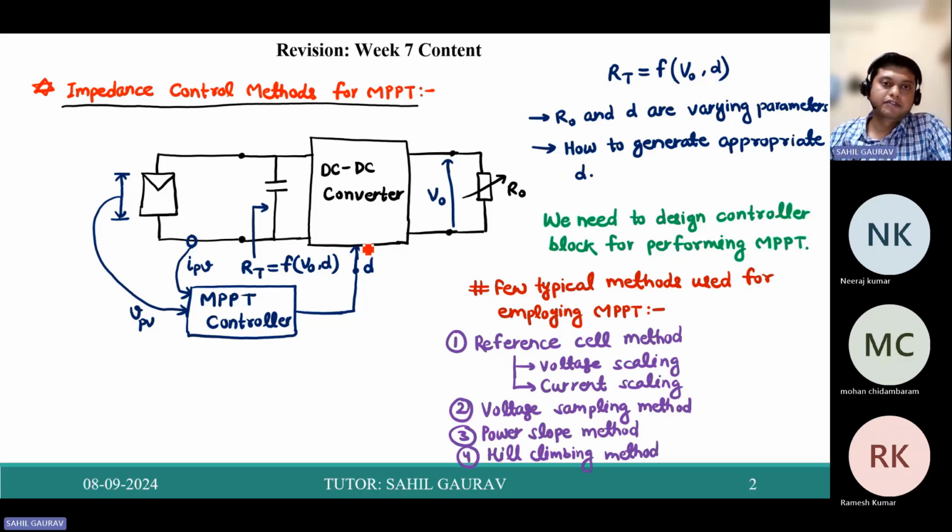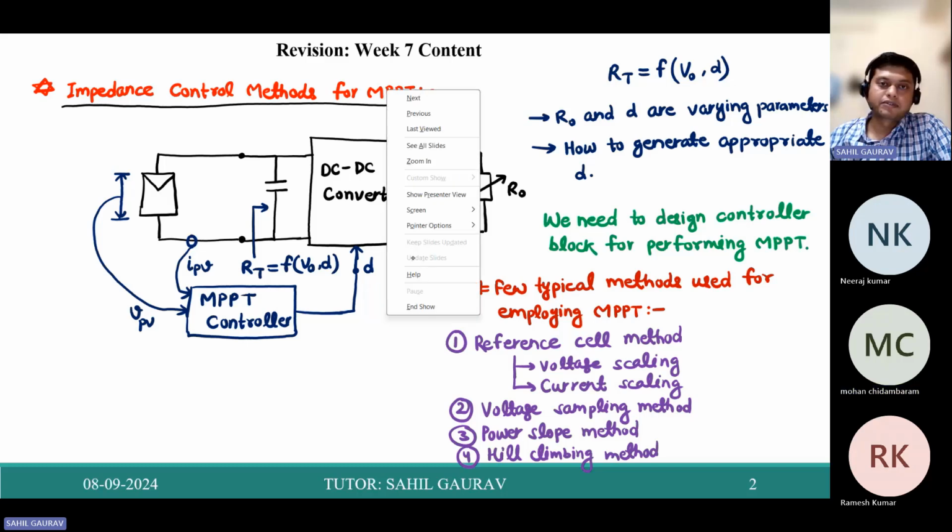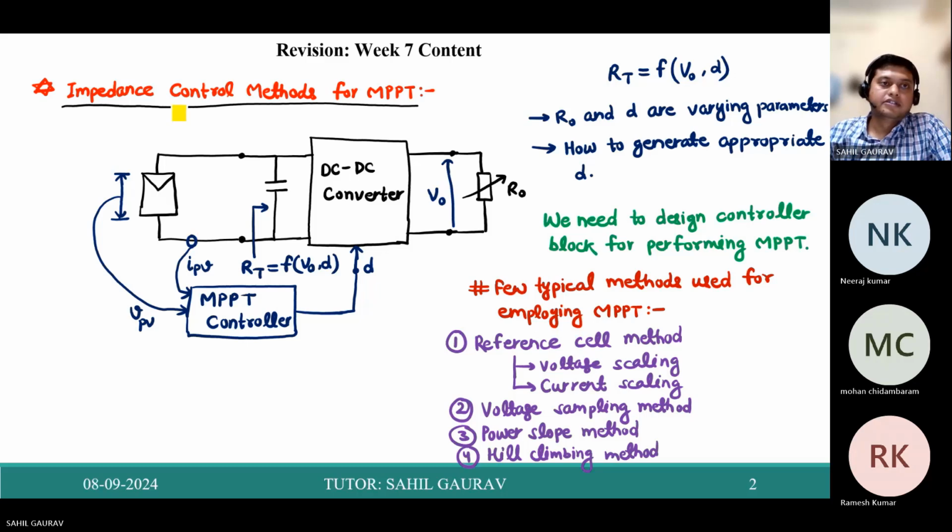As usual, we will first revise the session 7 content, and then we will solve the problems. We know that input impedance is a function of output voltage and the duty ratio.